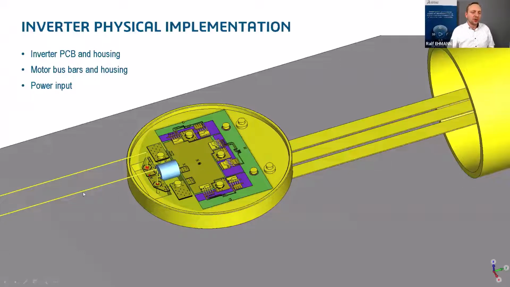You can see we have the input wires coming in here. This is the inverter section with the 6 transistors, some input filter, and then the output over 3 bus bars to the motor. A very simple model. And let's discuss what we can do with 3D simulation on it.